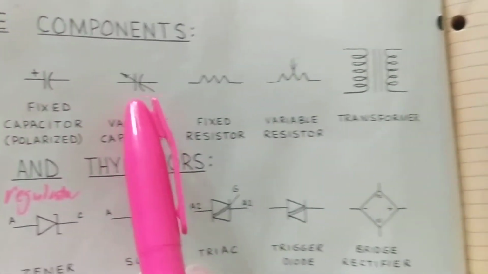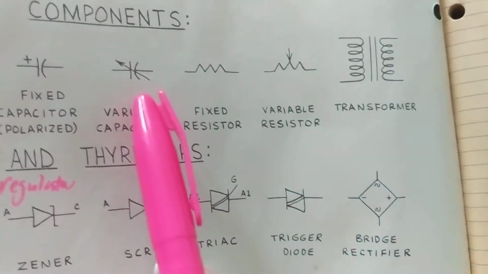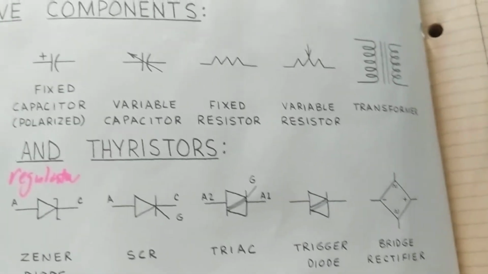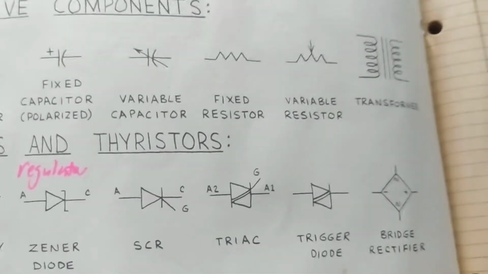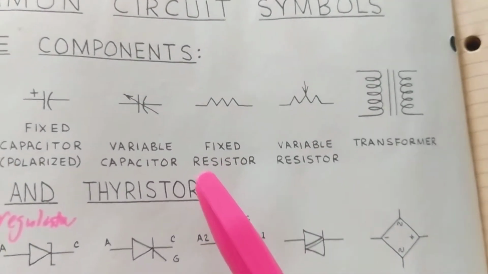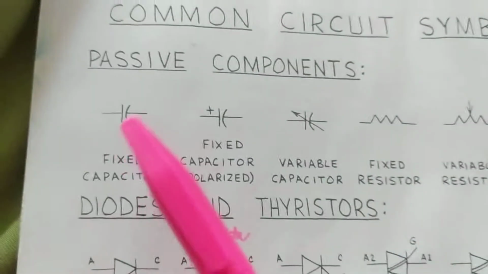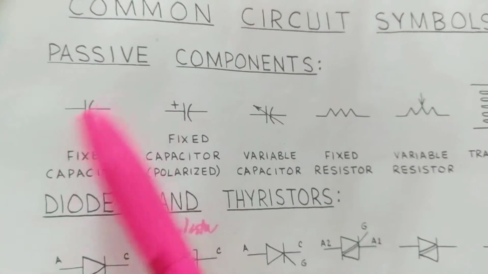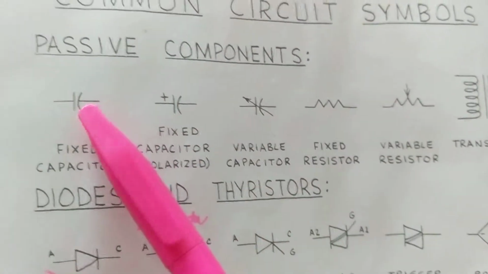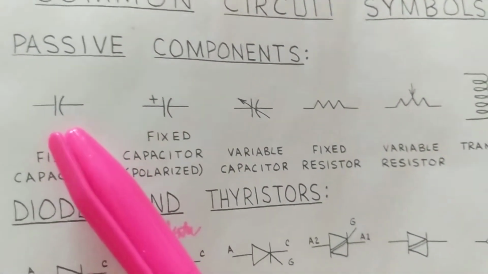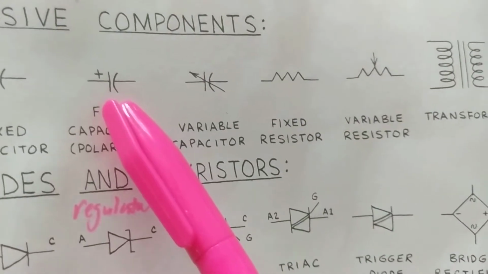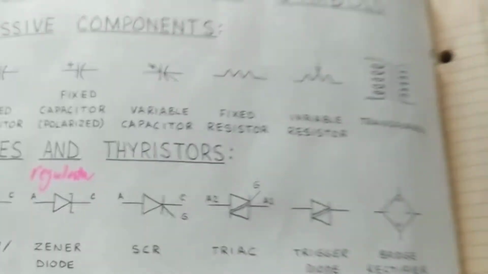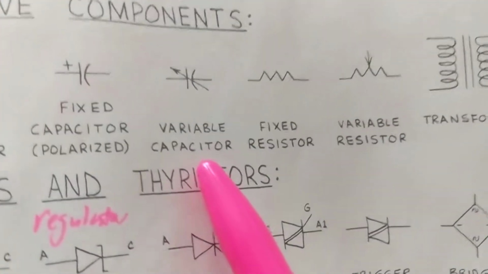The other thing is, pay attention to the arrows. As I said in my previous tutorials, there's a few things that can happen with components. They can have a set value. This is a set value. How do I know that? Because there's no arrow going through it. Now, let's say this is 10 microfarads. This can go up to 10 microfarads, but it can go even less than that.